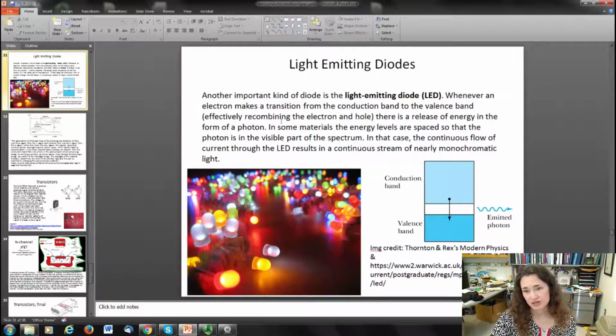In some materials, the energy levels are spaced so that the photon's in the visible part of the spectrum, and in this case, the continuous flow of current through the LED results in a continuous stream of nearly monochromatic light. As you can see here, these LEDs have all kinds of groovy colors depending on what your band gap energy is.